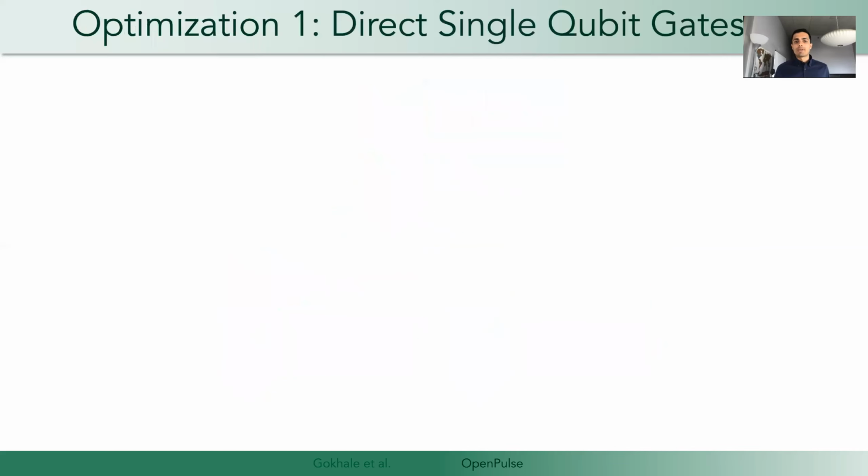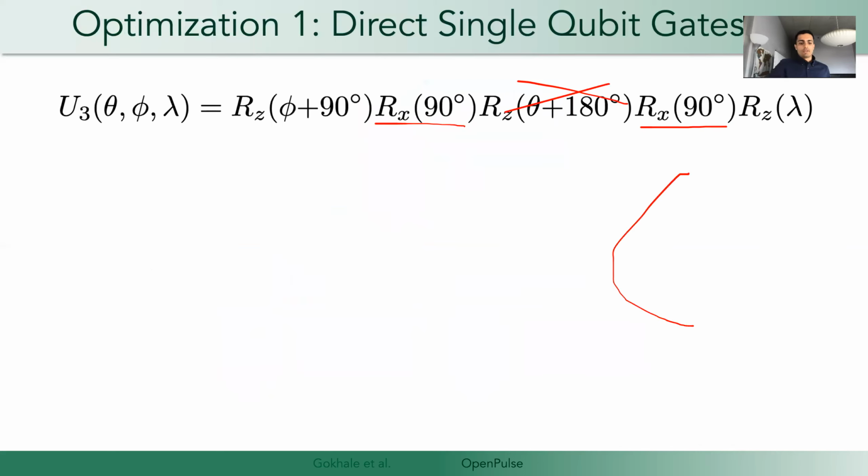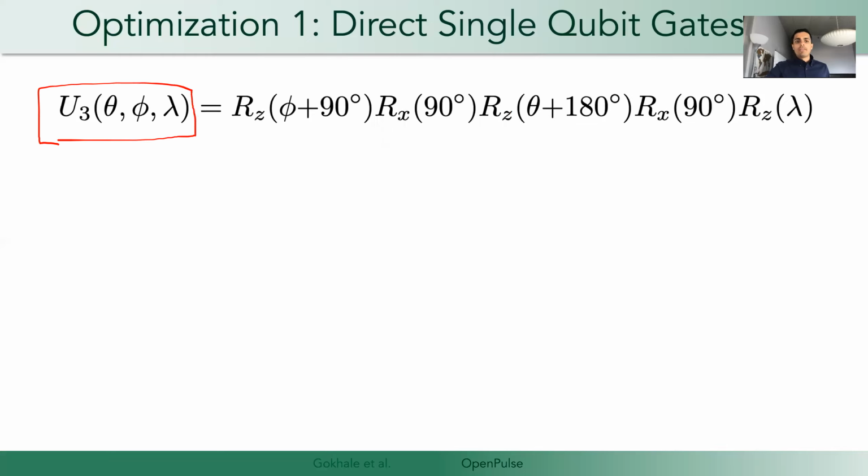I'm going to start by talking about our first optimization, which is called direct single qubit gates. There are sort of 3 steps in developing this. But first, let me talk about what I mean by indirect single qubit gates. That's how IBM currently does any single qubit gate. It turns out that any single qubit gate can be described using 3 parameters, a theta, a phi, and a lambda, and then a sequence of Rx and Rz gates, which are rotations along the Bloch sphere.